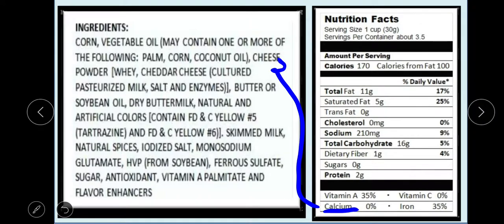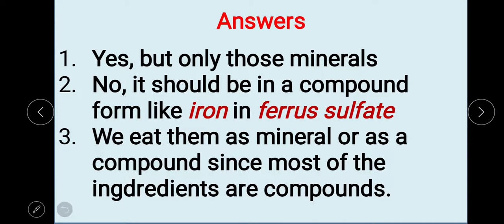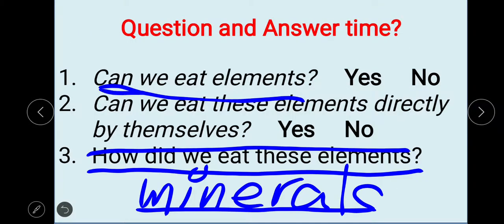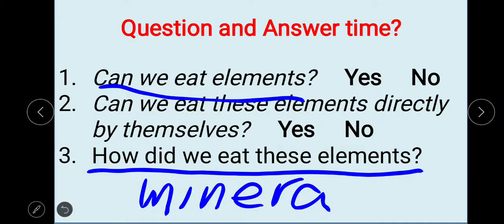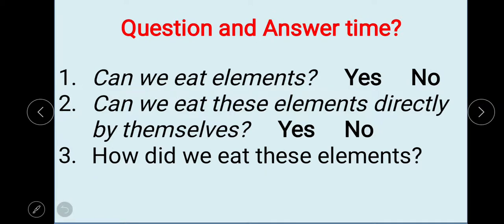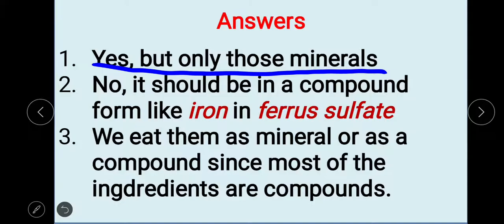So the next time you buy food products, don't forget to check the ingredients as well as the nutrition facts, so that you can see what elements you are eating. Okay? So these are the summary of the answers. Number 1, yes, but only those in the mineral form. So if we review the question, can we eat elements? Yes, but only those in mineral form.